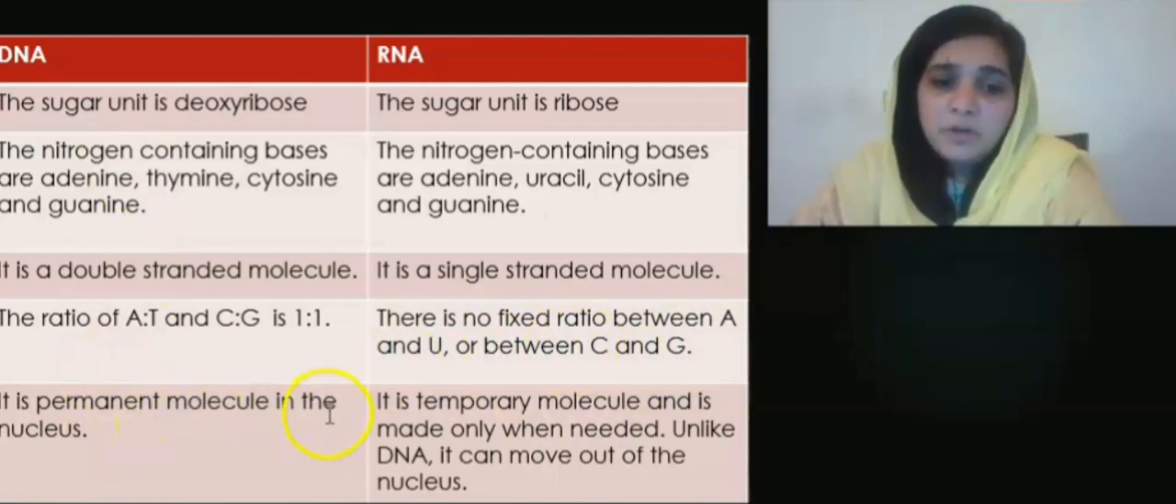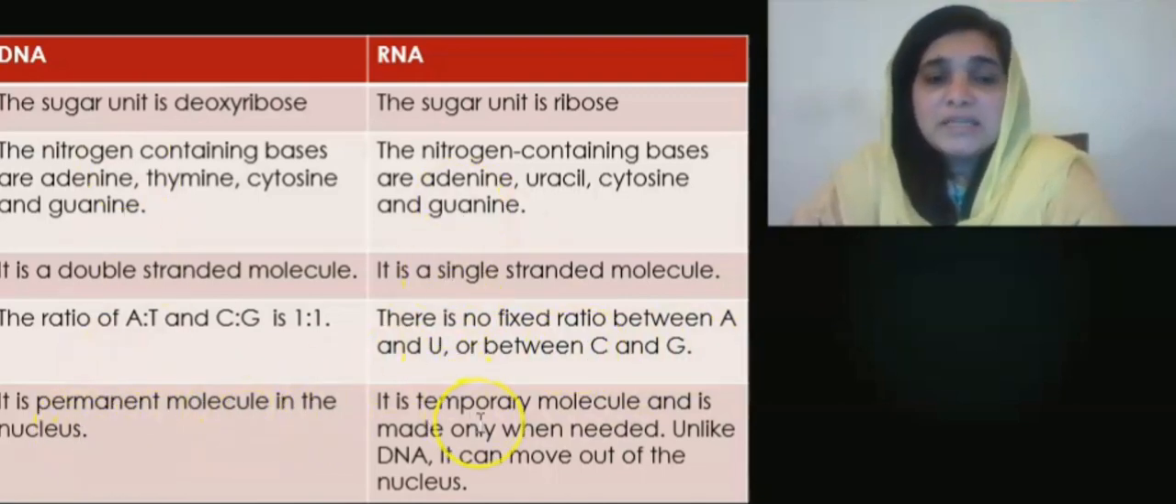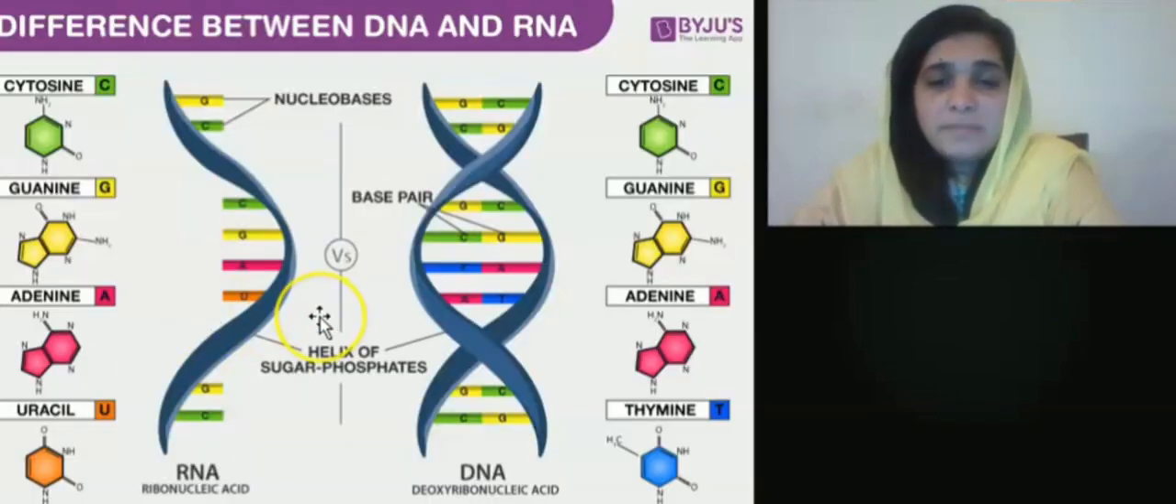DNA is a permanent molecule in the nucleus, while RNA is a temporary molecule and is made only when needed. Unlike DNA, it can move out of the nucleus. So here is a diagram that shows the structure difference between the DNA and RNA.